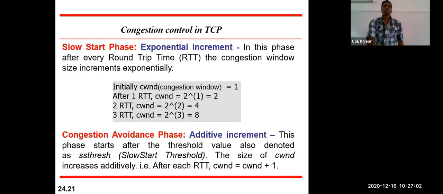Let's go ahead with slow start phase. It is also called the exponential increment phase. That's what I told you, right? In this phase, after every RTT, round trip time, the congestion window size increments exponentially. What is RTT, round trip time? Can someone tell me from your OS? From your OS, what is RTT, round trip time?